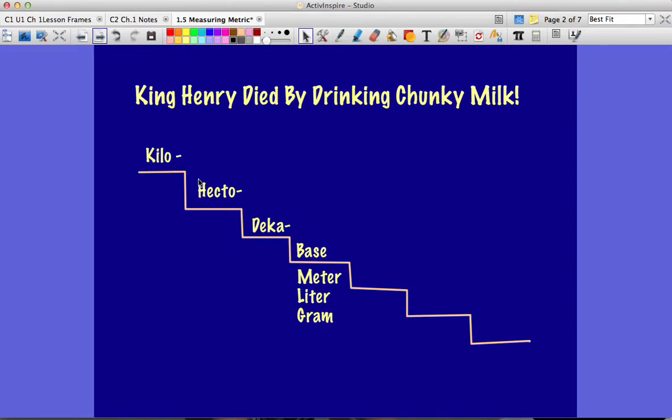Each of these is a different kind of meter, liter, or gram, a bigger meter, liter, or gram. So the further up the stairs you go, the bigger the unit of measurement becomes. Then we have deci, centi, and milli. So the further down the stairs you go, the smaller the unit of measurement becomes.